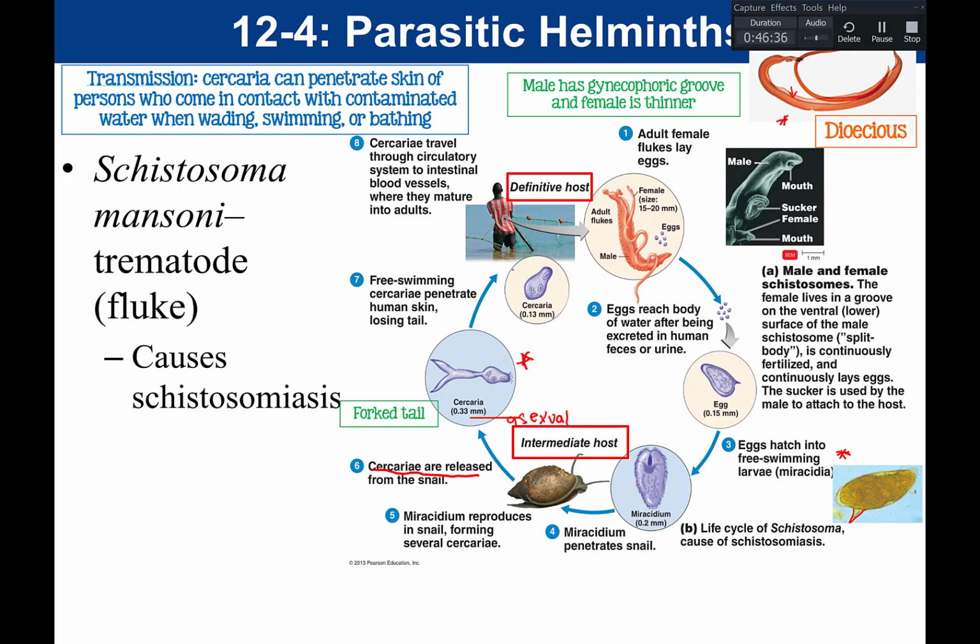So the transmission is when the Cercaria penetrate the skin of persons who come in contact with contaminated water while wading, swimming, bathing, washing clothes, etc. So if you are in water that is infected, the Cercaria can penetrate the skin and can cause the infection. And so this is how you could get schistosoma.